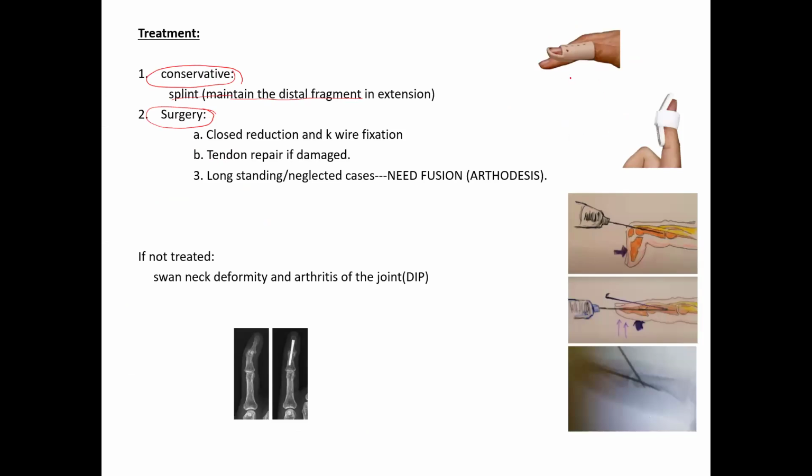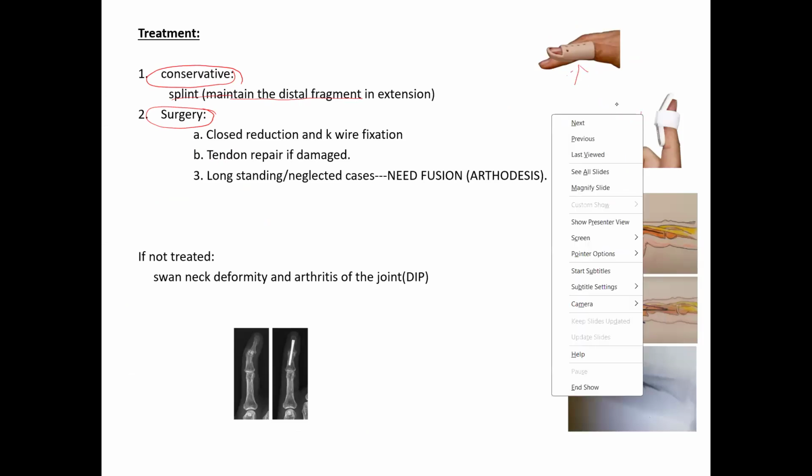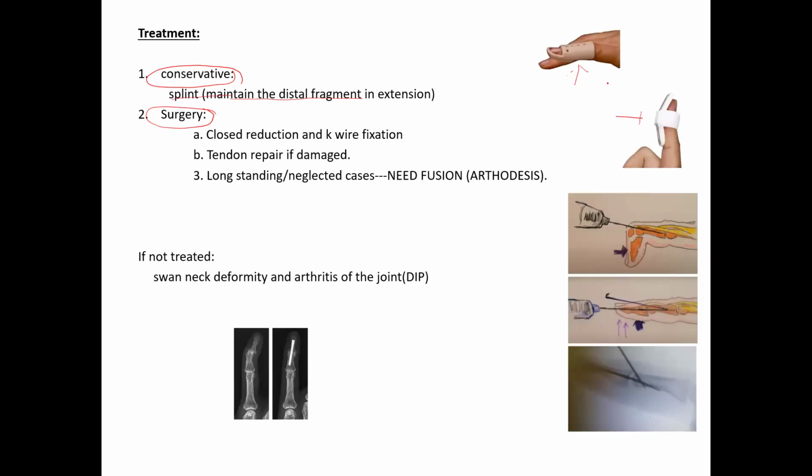So these are various types of mallet finger splint. If you see this splint, it is blocking the flexion. Here also, if you see, the distal interphalangeal joint is in extension with no flexion possible. So this is immobilization. We need to keep it for at least 6 weeks. How many weeks? 6 weeks. This we need to apply.